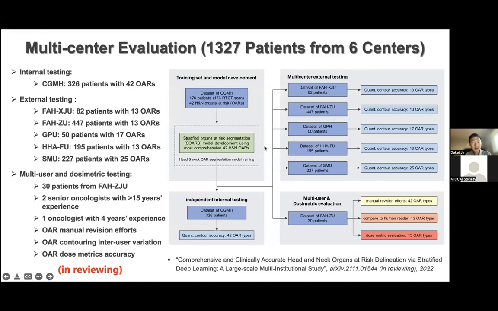Based on the previous methods, the authors further conducted a multi-center evaluation for this work. They used the trained models to directly test on more than 1,000 patients from 6 centers. Besides that, they also conducted a pretty comprehensive multi-user study, including the contouring accuracy comparison and even the downstream task, the dosimetric accuracy comparison. This work is currently under review at Nature Communications.